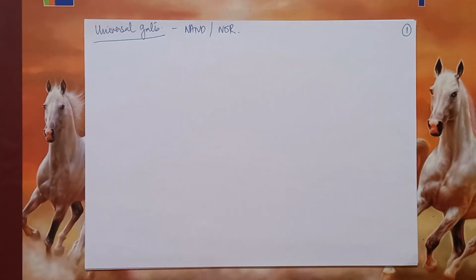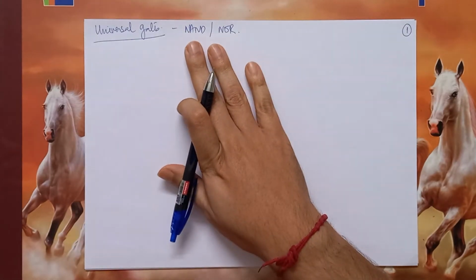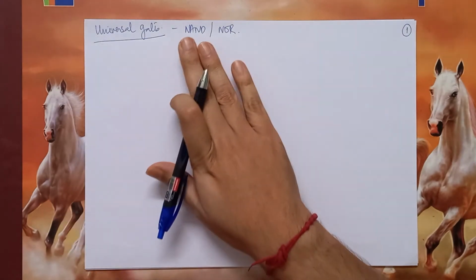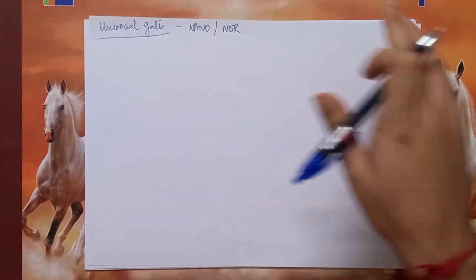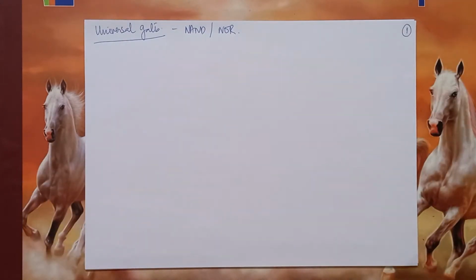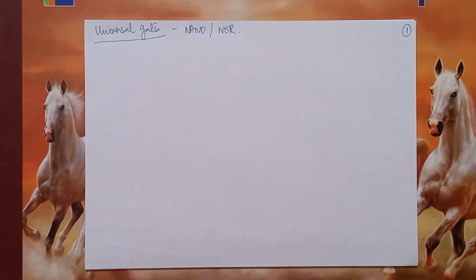So let us now take up the task of proving the statement. That is, we can realize any logic function using only NAND gates or only NOR gates. So to do this, we need to know what we are up against. When we say that we can realize any logic function, we mean that any particular logic operation can be realized.